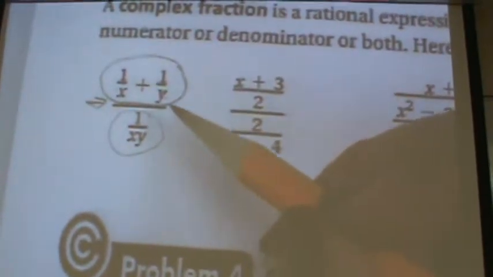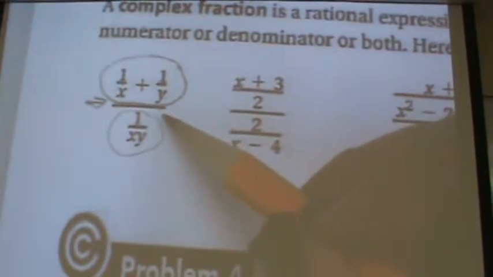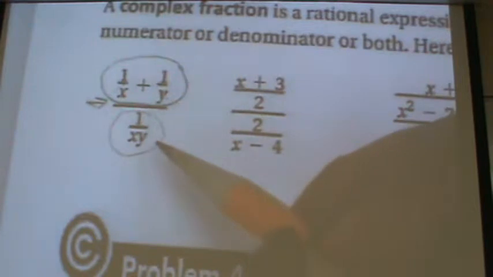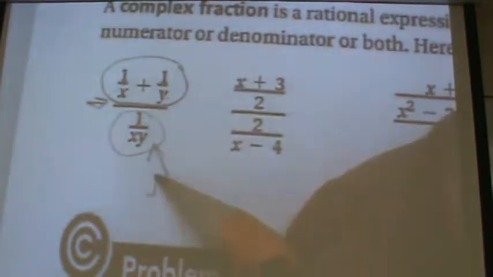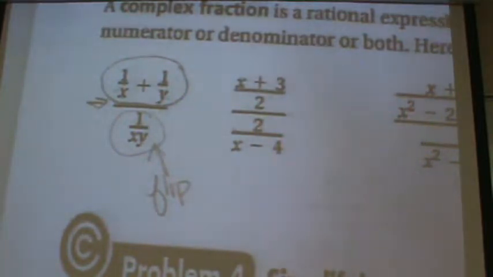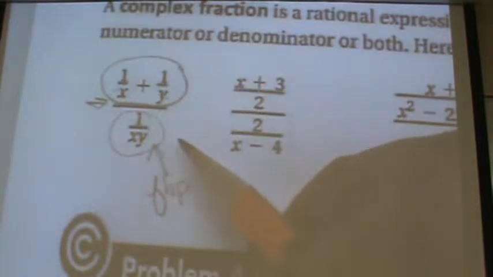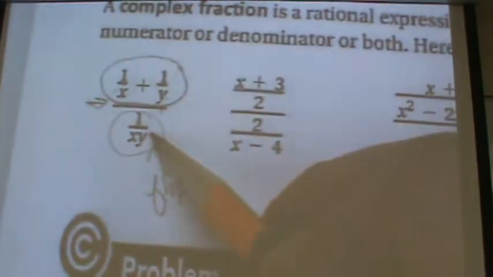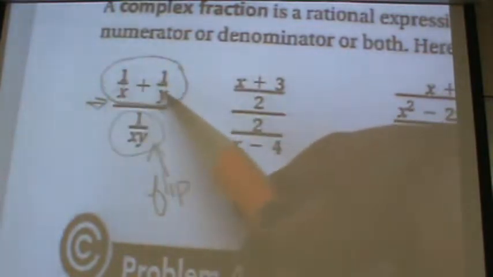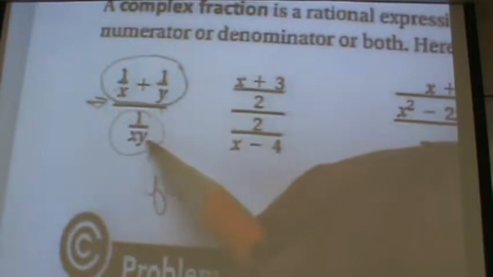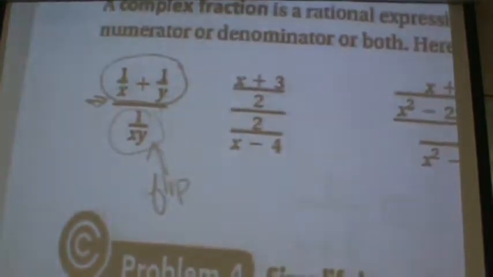You want to get these two to be one fraction, and then this is already one fraction. So then, if this is a division problem, we don't divide fractions. What do we do? We flip. We will flip this one and multiply. Does that make sense? What are you flipping, just the bottom? You're flipping the bottom. So this problem is really this divided by this. So what you're going to do is take whatever you get and multiply by the flipped version, xy over 1.